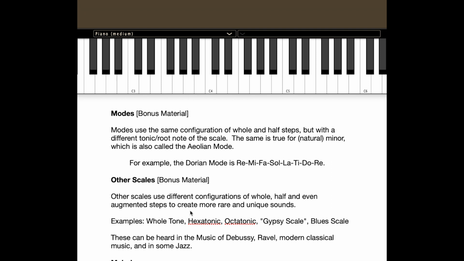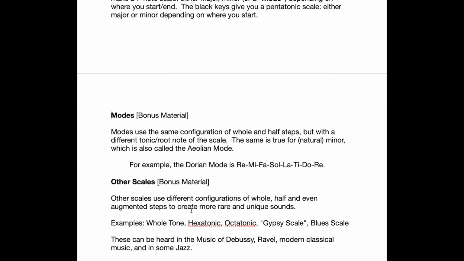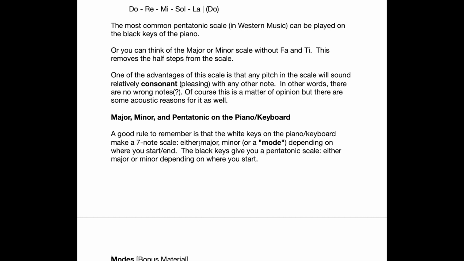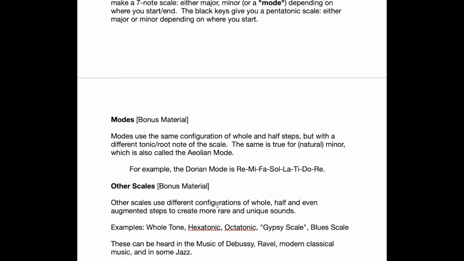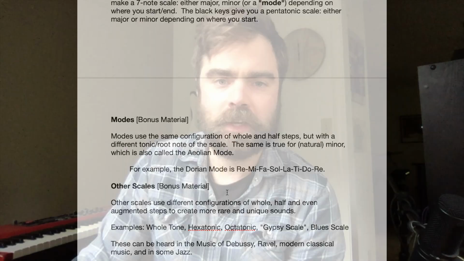So that's all for scales. Again, the 4 you need to know are chromatic, major, minor, and pentatonic. And this is just some fun bonus material for those of you who are interested. So our last topic for this module is melody. Melody is the individual line that takes the forefront in music.